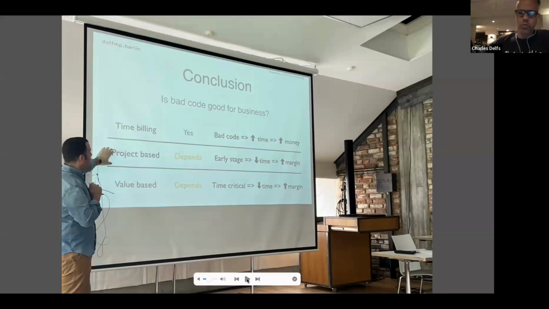This is just one I thought was kind of interesting. His takeaways: is bad code good for business? If he's doing time-based billing, bad code, yes, as time goes up and money goes up. And then project-based, he's basically saying depending on how you've engaged in this project, it may be good, and value, but if you're selling value, then you don't want bad code. Good code actually takes, I guess, more time. And that was pretty interesting. You got a lot of pushback too.